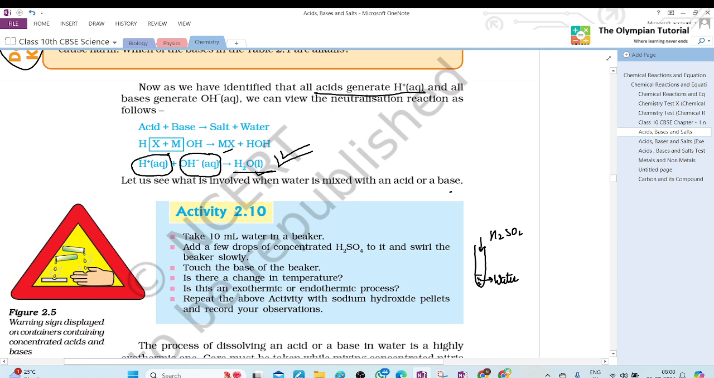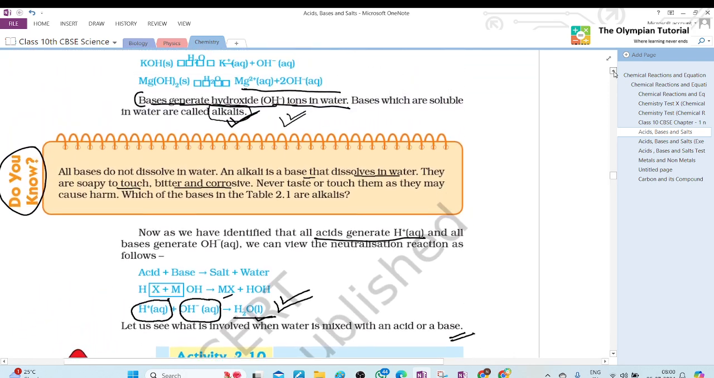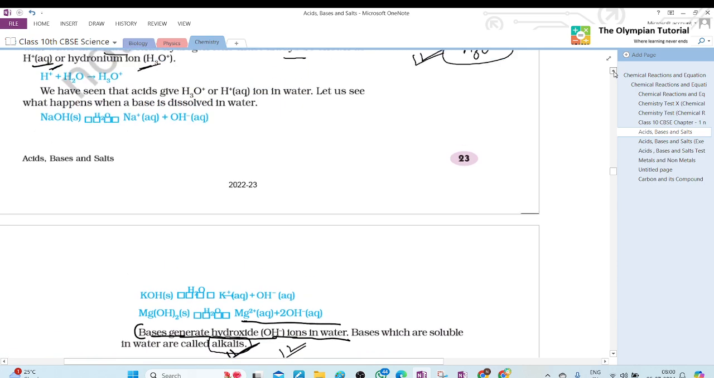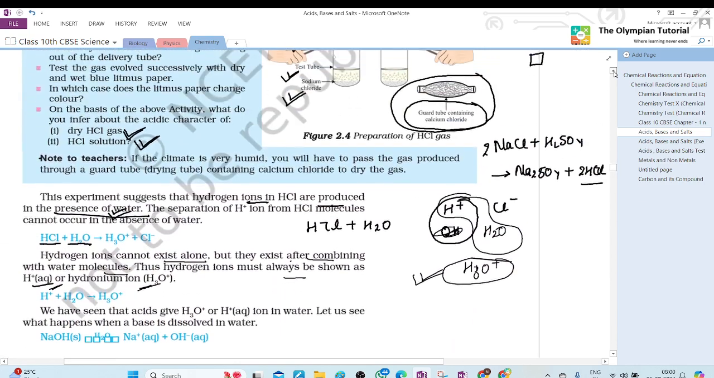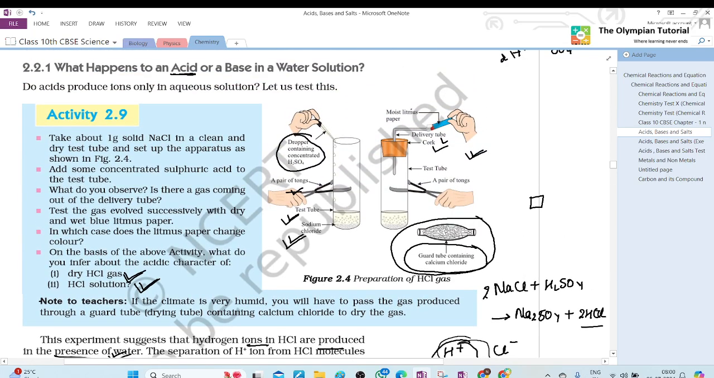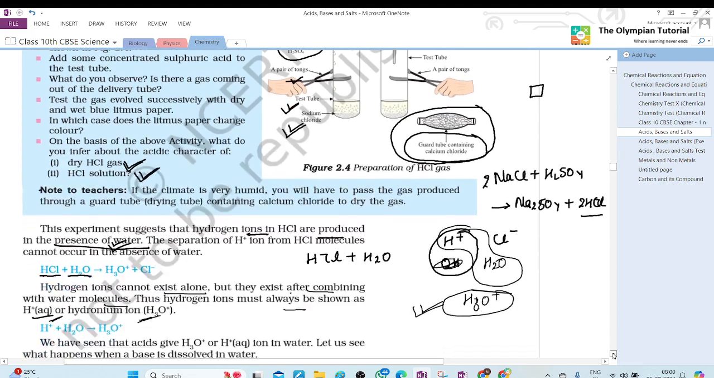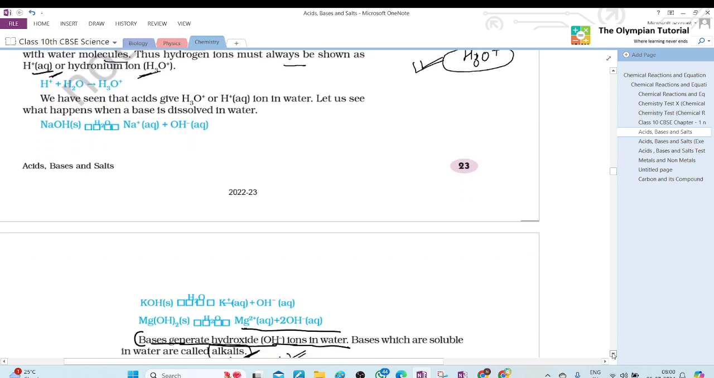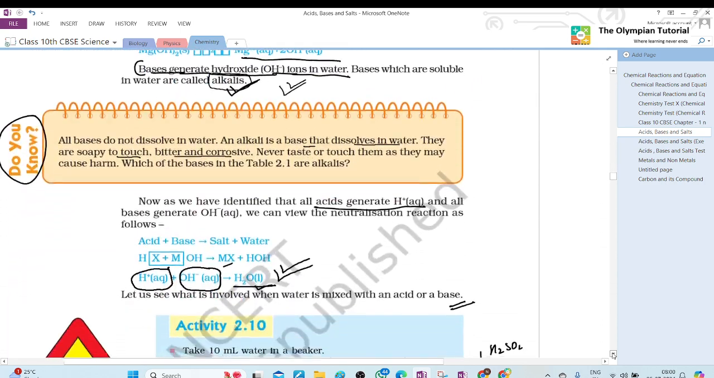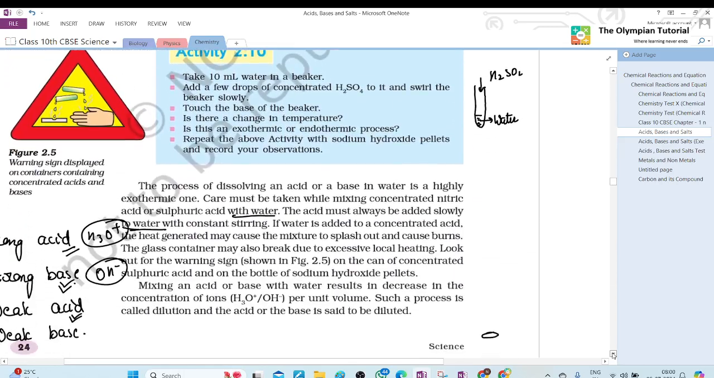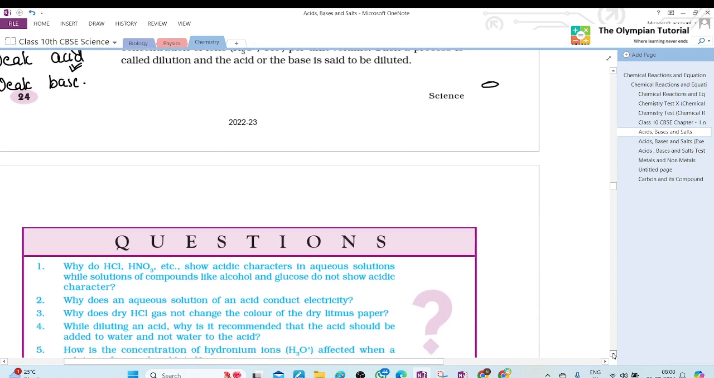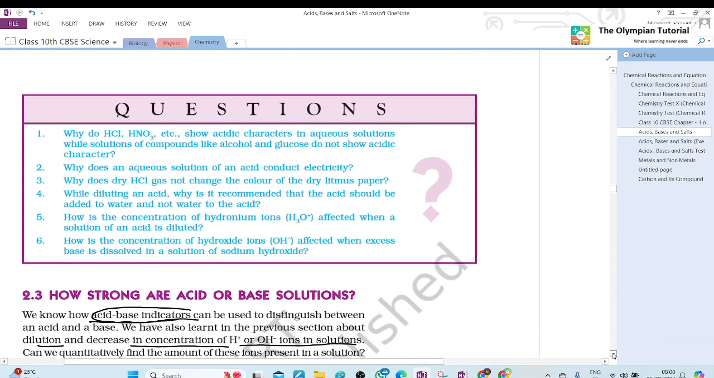Students, till here you can write in your own language both the topics. In the first one, that the ions are released, that's why conduction of electricity takes place, and in the second one you have to show when there is moist litmus paper, then it will become blue. In case of dry HCl there will be no change because we are not getting H plus ion. So can you complete these two topics yourself? You have to write from your textbook only.